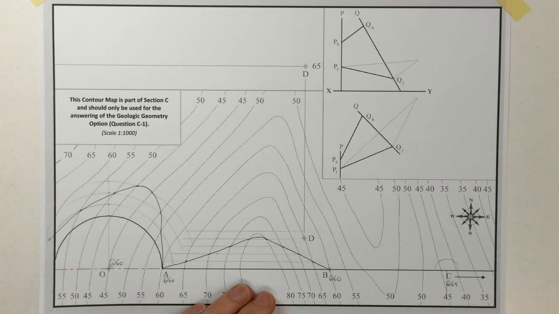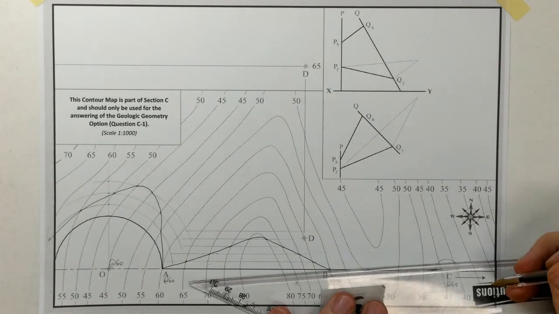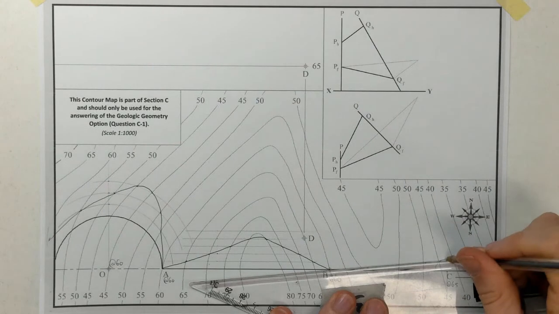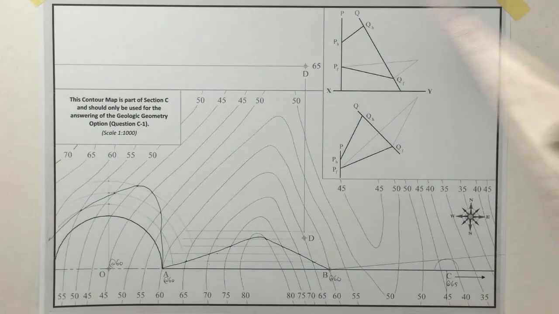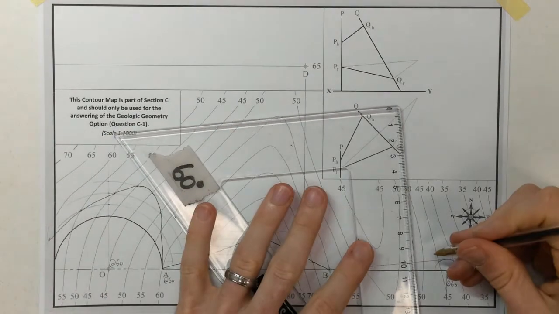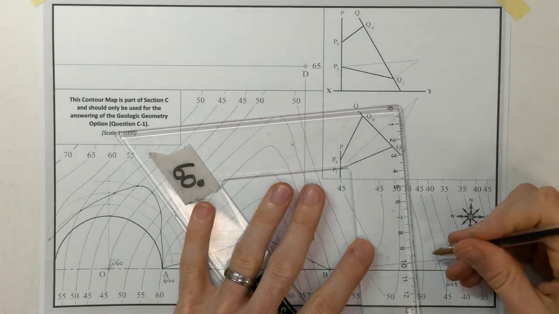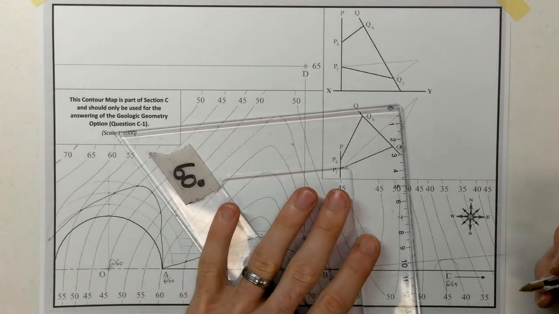So I'm going from B to C. Okay, so that's at a height of 60. So let's go out in our 7.5 metre intervals again.